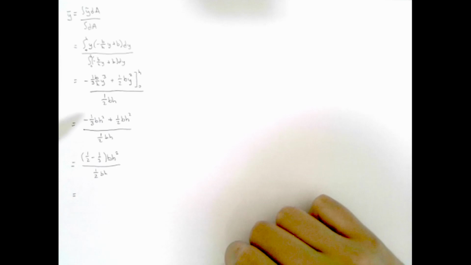One half minus 1/3. I can multiply this by 3 over 3. I can multiply this by 2 over 3. And that should give me, I think, 1/6, right? Yes. So 1/2 minus 1/3 just gives me 1/6.